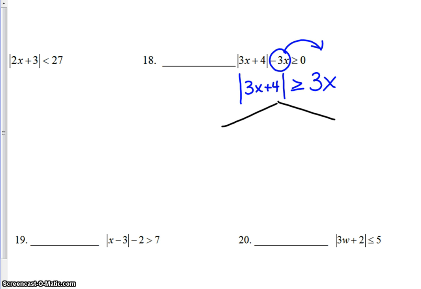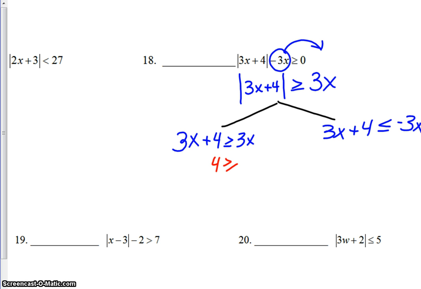Now I have to think of it as two separate cases. One kind of as is without your absolute value sign, and the other, you switch the inequality and you make it the opposite sign when you set it equal to it. In this case here, though, if I take away 3x's from both sides, I get the 4 is greater than or equal to 0. And while that's a true statement, it doesn't help us. So basically, we get no solutions from that. And actually, what it turns out to be is infinite solutions. That no matter what, you're going to get a solution there. So you have infinite solutions.